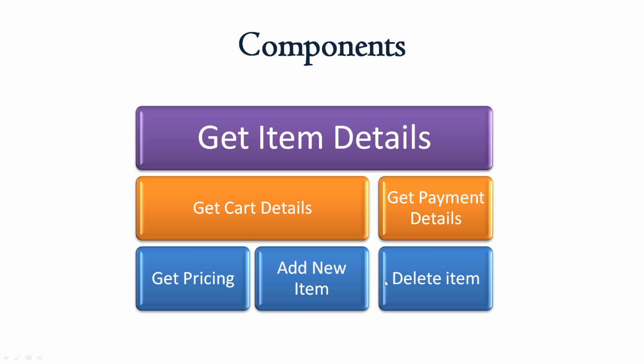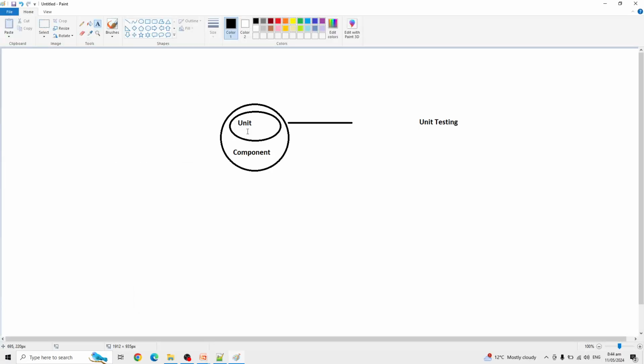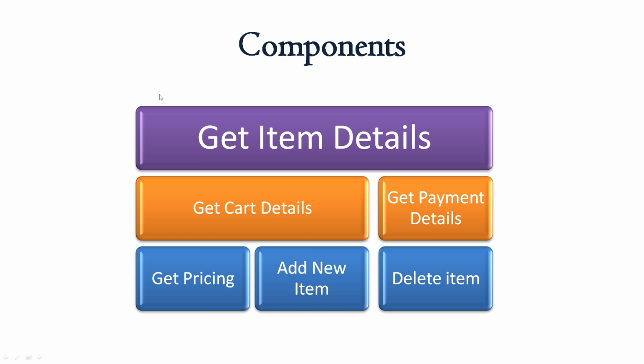So testing this component is called component testing. Hope you understand now, right? Easy. Component testing is easy, right? So how will you test? Again, in order to test this, you can do it through coding itself. Okay, you can write code to test it, or else if this get item details is hosted as an API.